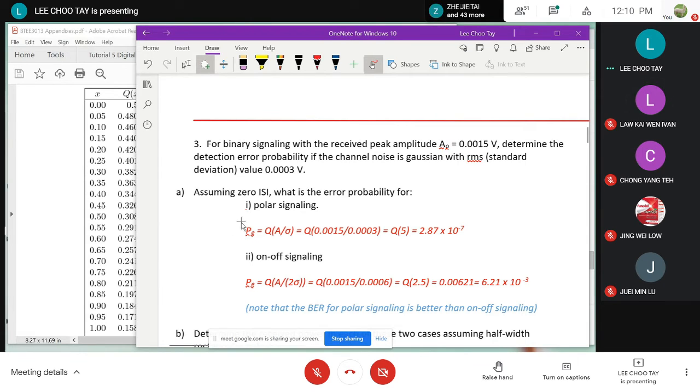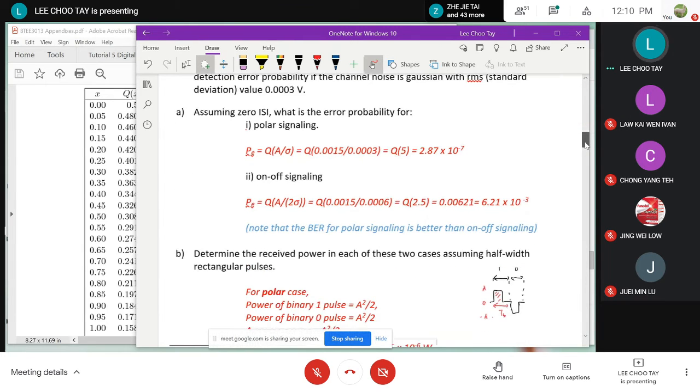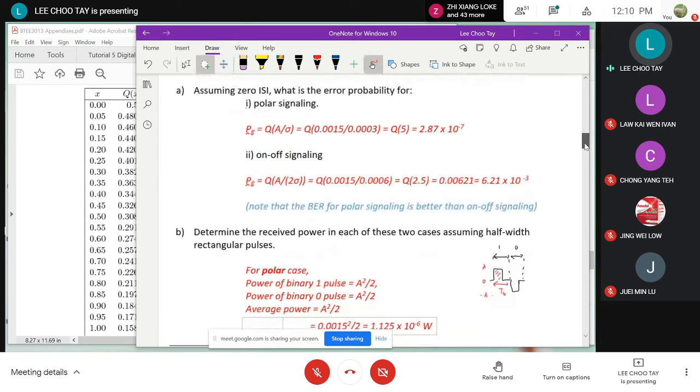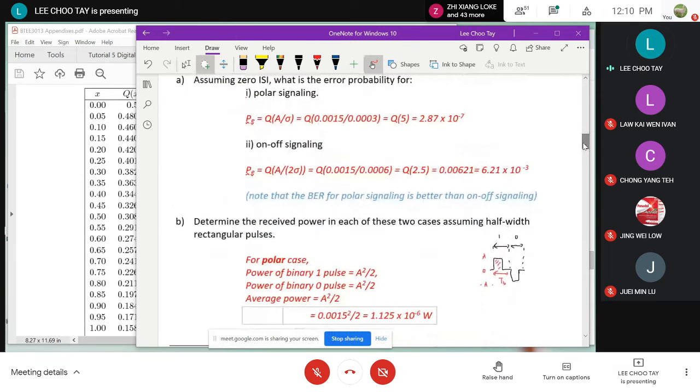Done, Miss. Okay. So moving on to part B, you need to determine the received power in each case, assuming half-wave rectangular pulse. So again, to help in your understanding or to visualize the problem, half-wave rectangular pulse is going to look like this. All right, and then we need to work in terms of polar as well as on-off.